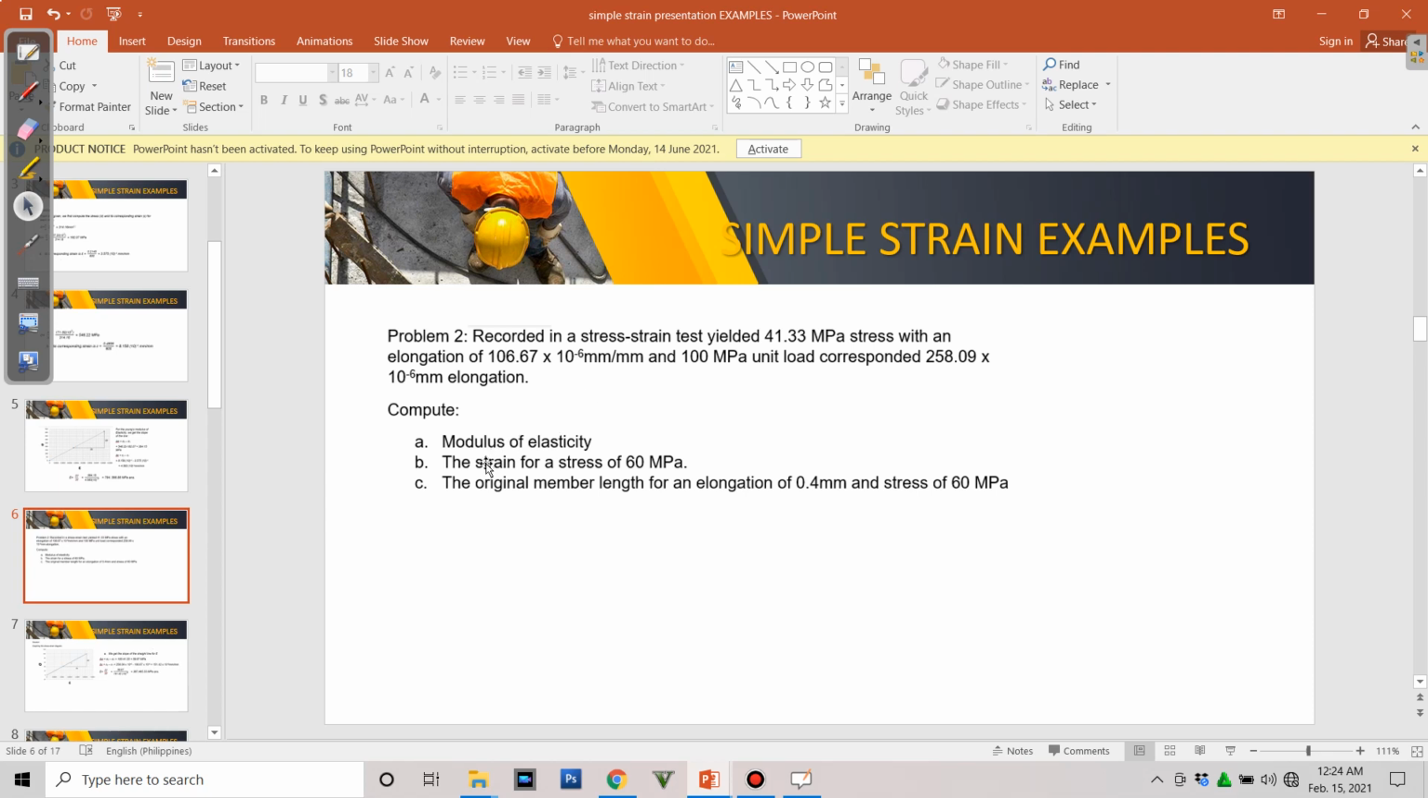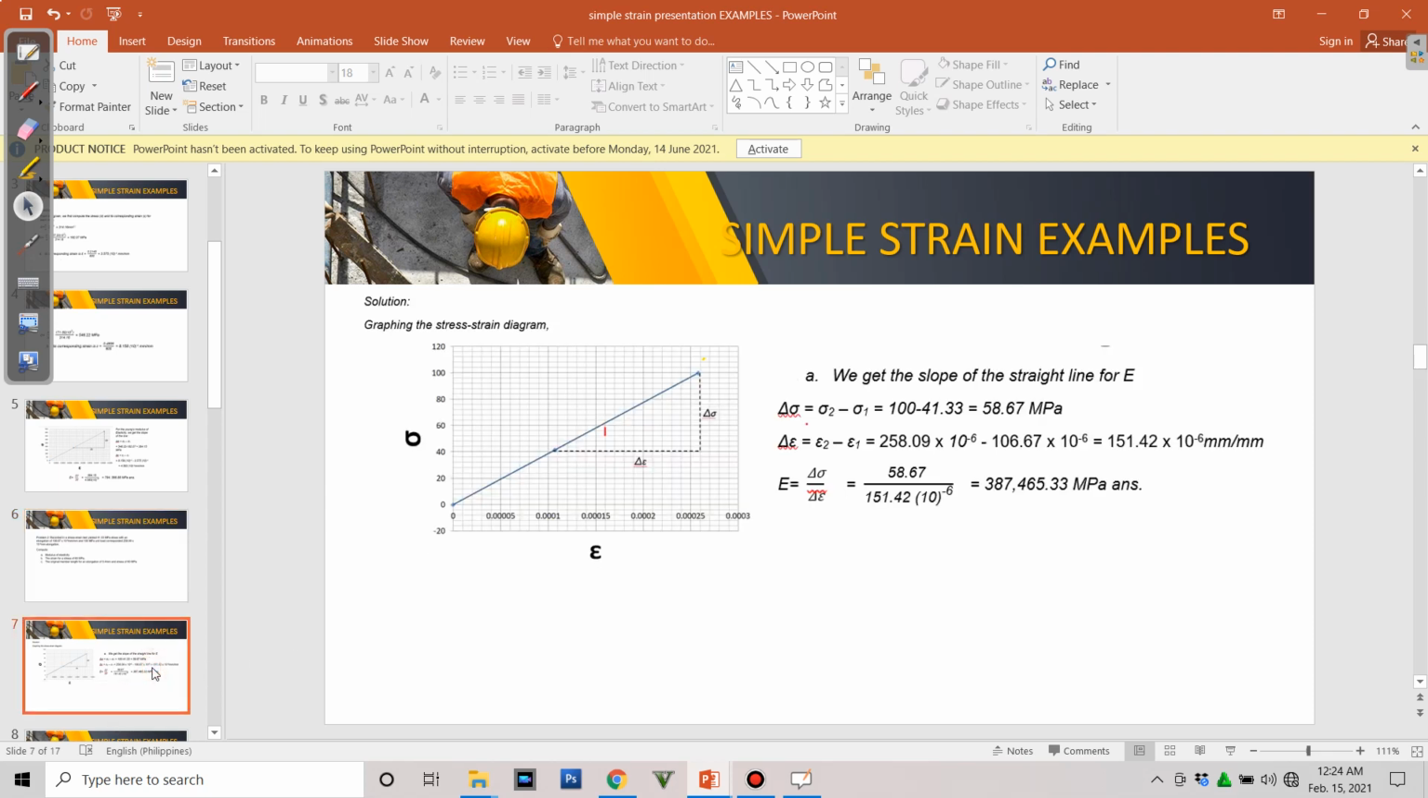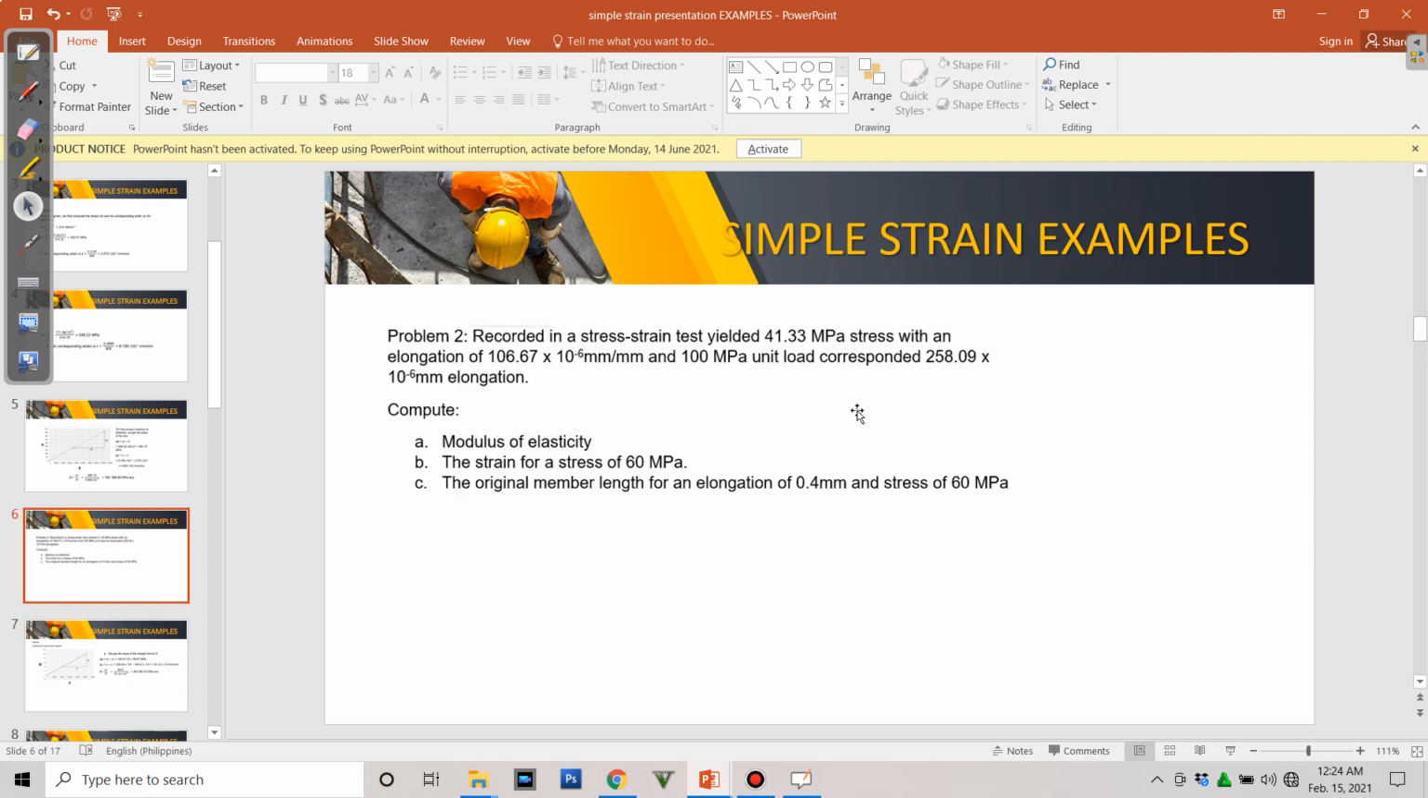First, we compute the modulus of elasticity. Second, we work for the strain for a corresponding stress of 60 megapascal. Then we compute the original member length for an elongation of 0.4 millimeter and a stress of 60 megapascal. By the way, let us have this unit as millimeter per millimeter.